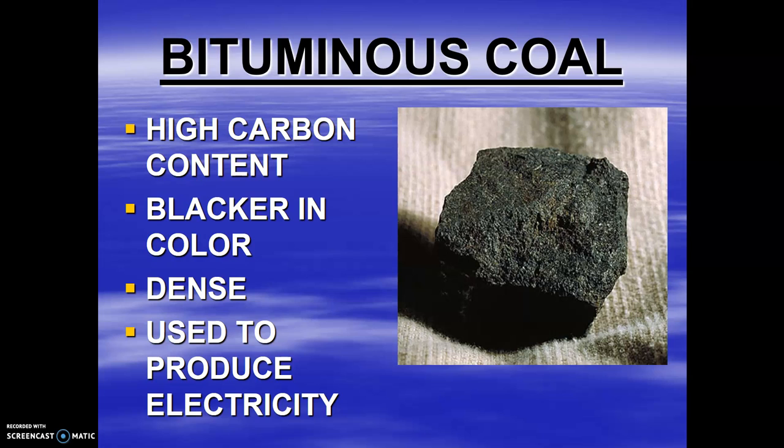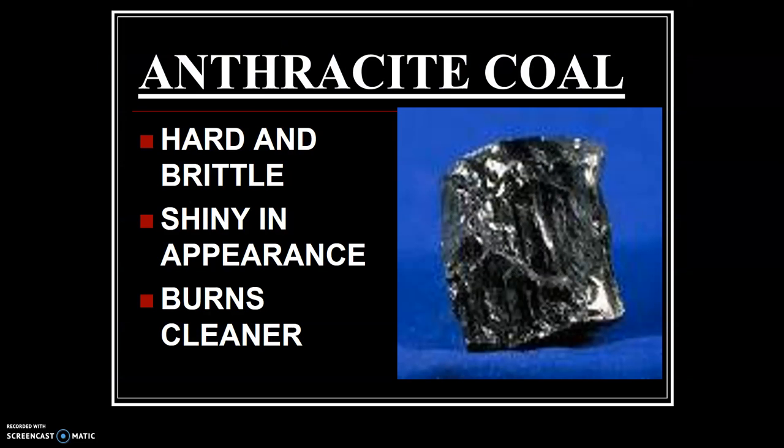Bituminous coal has a high carbon content, blacker in color. It's very dense. It's also used to produce electricity. So we can use both of them, subbituminous and bituminous, as an electricity source. Anthracite. This is very hard, very brittle, shiny in appearance, burns cleaner. A lot of this is found in the Pennsylvania area, but it is very heavy, very hard, very brittle.